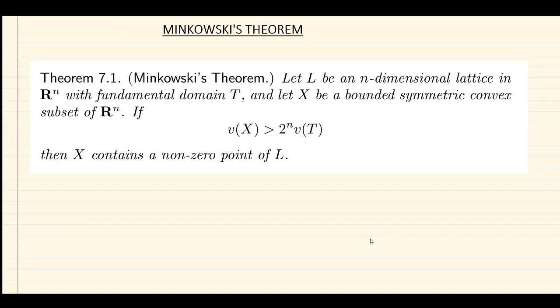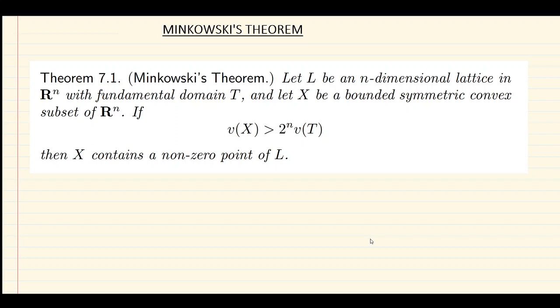So the statement of the theorem is: let L be an n-dimensional lattice in R^n with fundamental domain T, and let X be a bounded, symmetric, convex subset of R^n. If the volume of X is greater than 2^n times the volume of T, then X contains a non-zero point of L. Okay, so now we will prove this theorem.